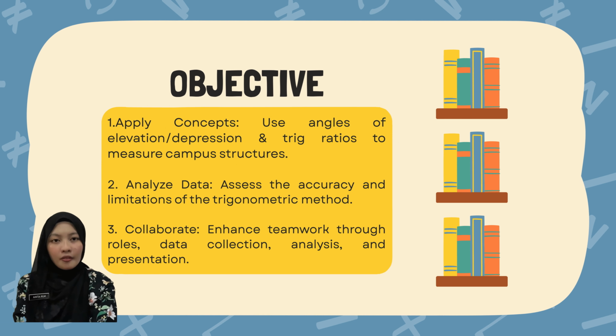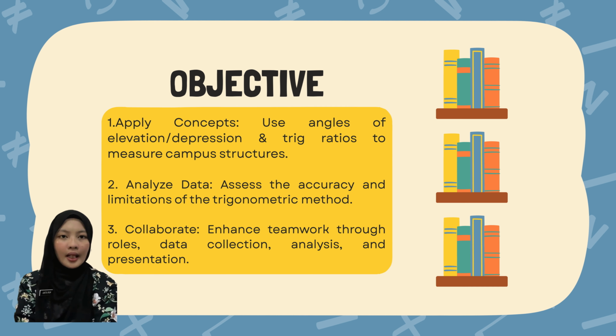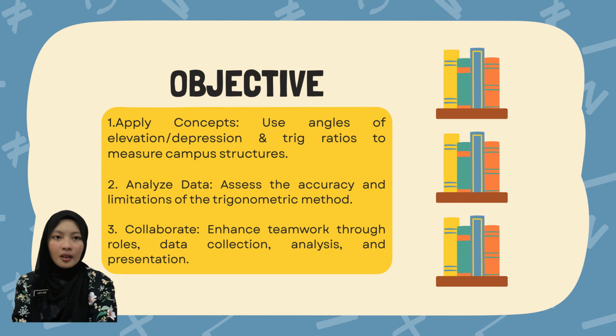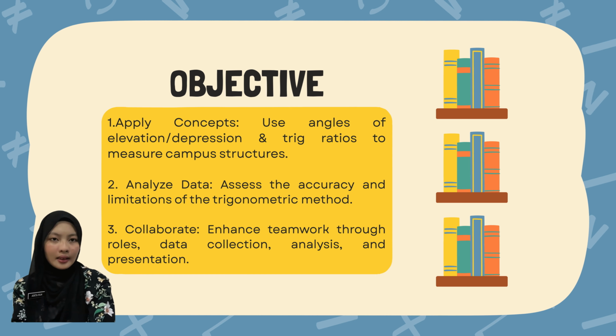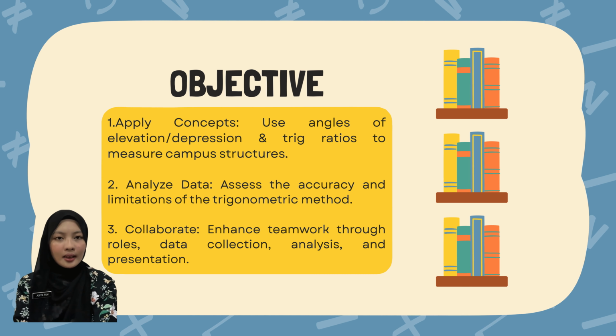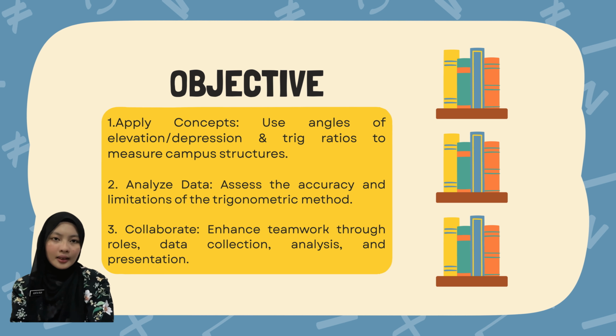For objective, first, our project aims to apply mathematical concepts, specifically angle of elevation and depression, as well as trigonometric ratios, to measure different structures around the campus. Second, we will analyze the data we collect. This includes assessing how accurate the trigonometric method is and understanding its limitations. Lastly, this project helps us collaborate as a team. Each member will contribute through assigned roles: data collection, analysis, and presenting our findings.